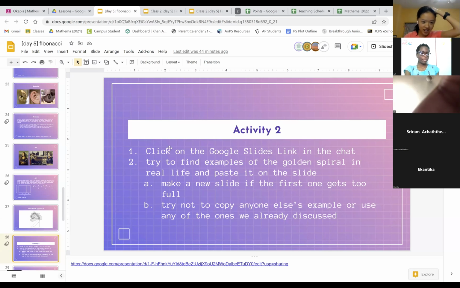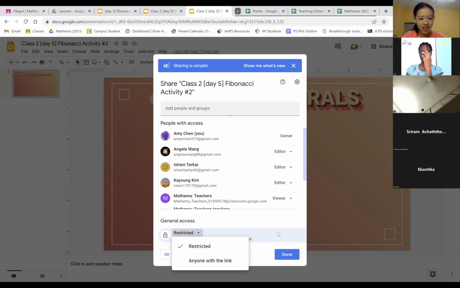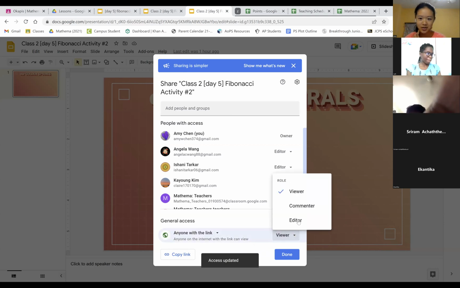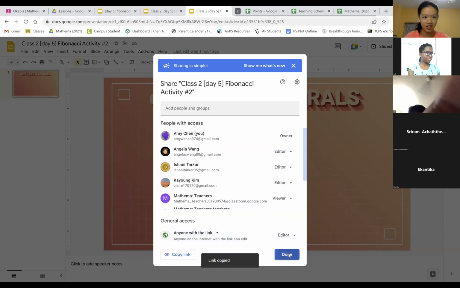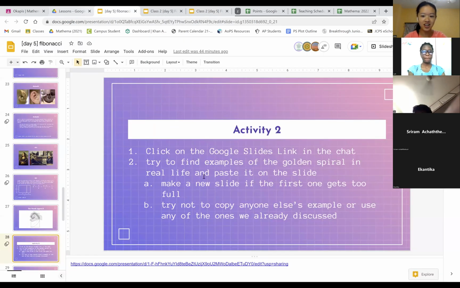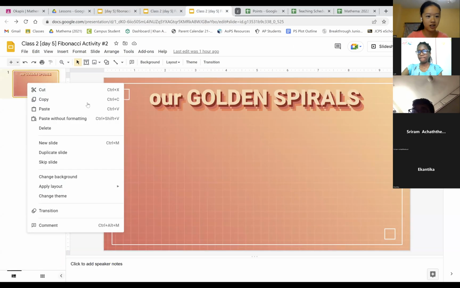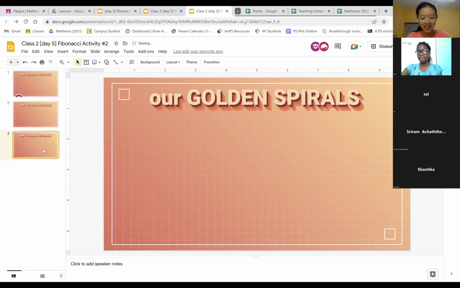Okay, for this next activity, I'm going to send another Google Slides link in the chat. Basically, you're going to find examples of golden spirals and paste them onto the slide. For this one, you can all work on the same slide and just make a new one if the first one gets too full. I can also try to fit the golden ratio onto the slide you guys are looking at. I'm going to make a copy of this slide, because I have a feeling it's going to get really full.